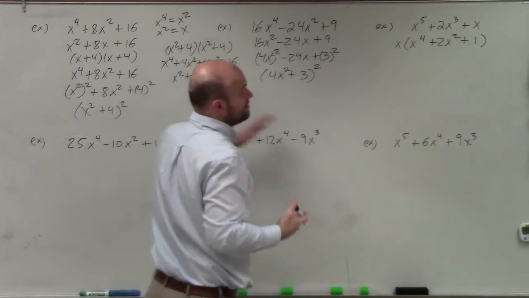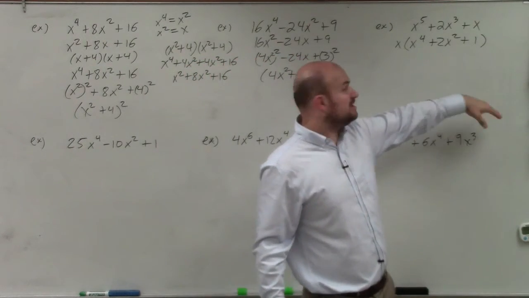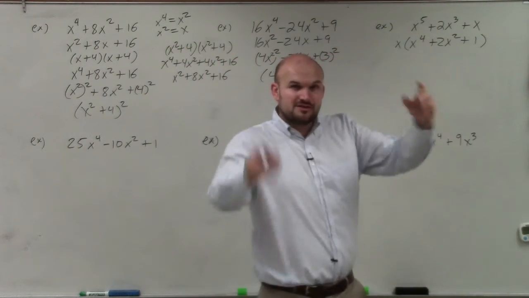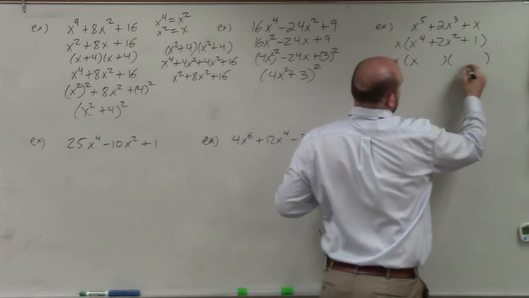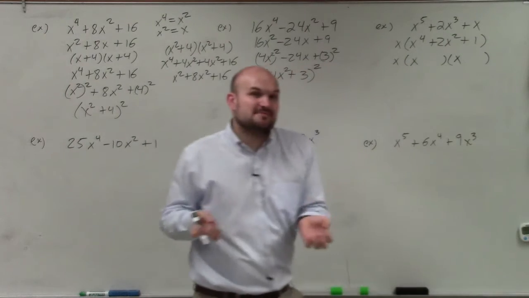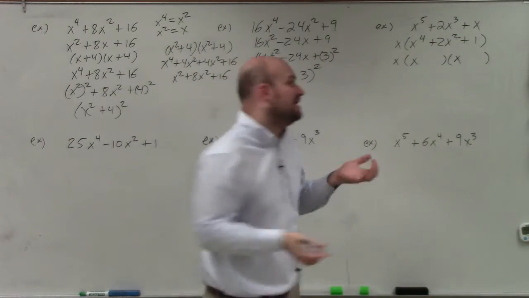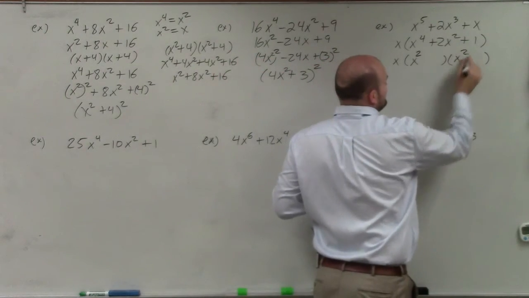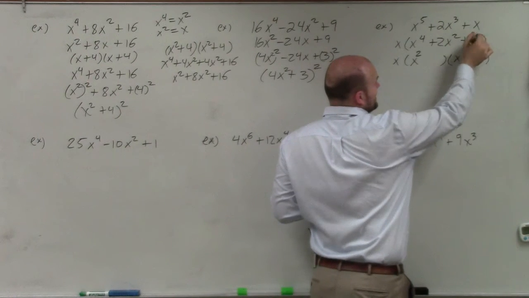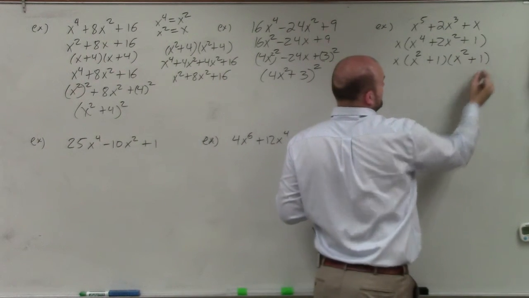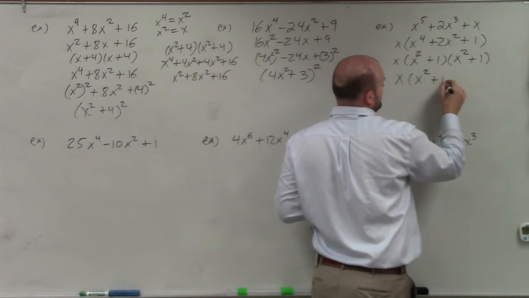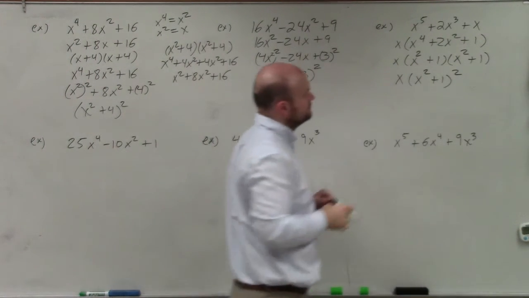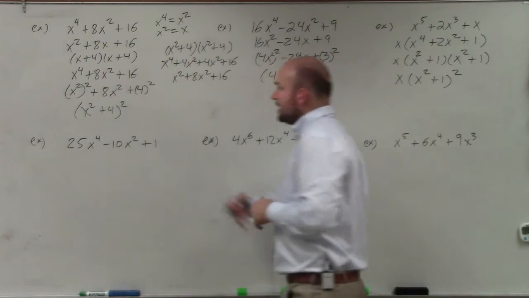Based on my first example, I know this is a perfect square trinomial, but again, it's raised to the 4th power. So my first two terms of my factors are not going to be x times x, because x times x gives me x squared. I need this to be x squared times x squared. And then to give me my last term 1, I need plus 1 and plus 1. So I can rewrite this as x times (x squared plus 1) squared. Okay?